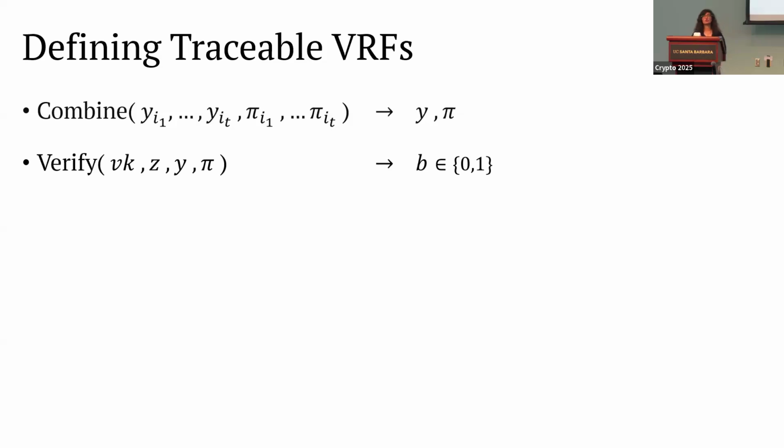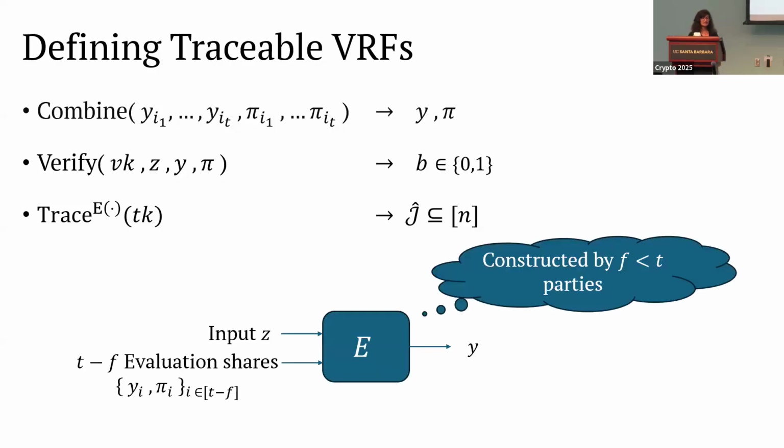So far what we've seen is the usual syntax of threshold VRFs. And the new thing that we introduce is a trace algorithm, which takes as input the tracing key TK, and it gets black box access to this evaluation box, which was leaked by the parties. And it will give you a set J hat, which is the set of corrupt parties that we will blame for making this box. Just as a reminder, this evaluation box is some sort of information leaked by any F parties, which contains the shares of those F parties in it. And it takes as input a value Z and t minus F shares, and then it gives you the VRF evaluation.